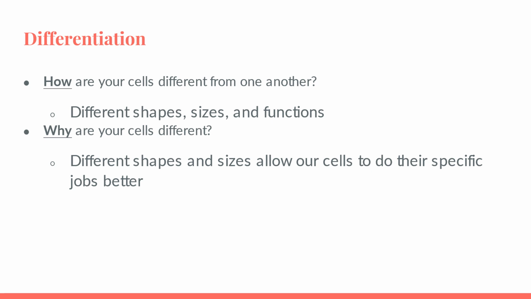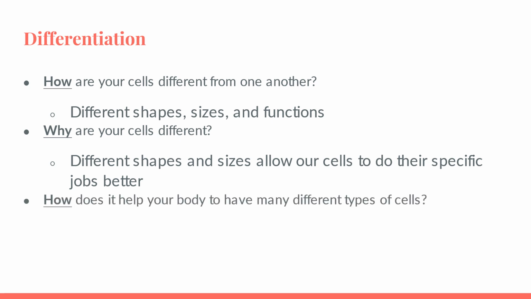Like with our neurons, they need to be really long so that they can reach signals and push out information to our entire body. Something like our bone cells need to be really compact because they need to be really strong so they can support our entire body. So it would not be good if a bone cell looked like a neuron, because bone cells and neurons, or our brain cells, don't do the same things.